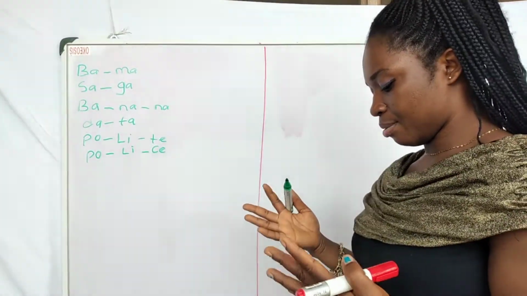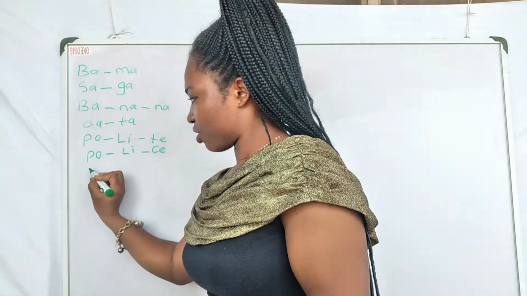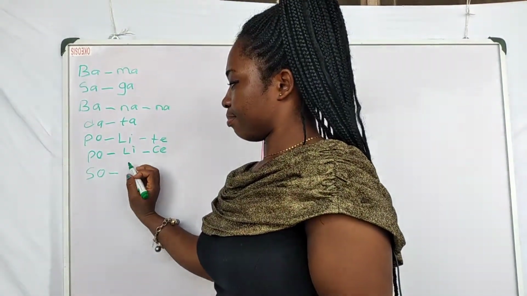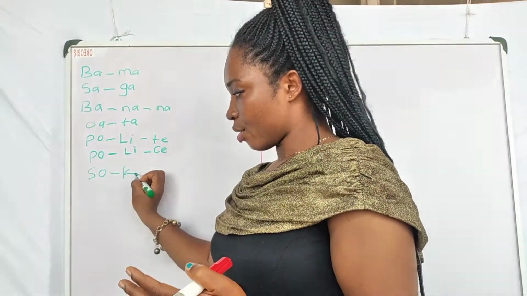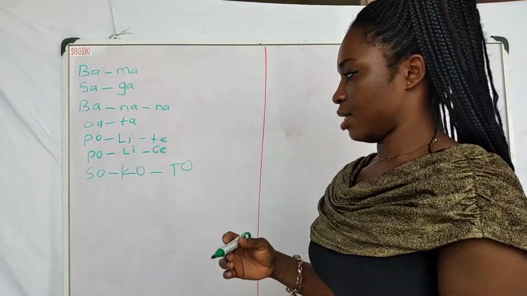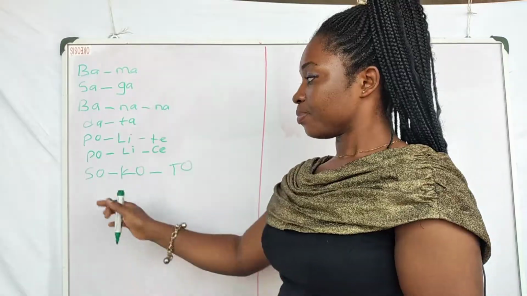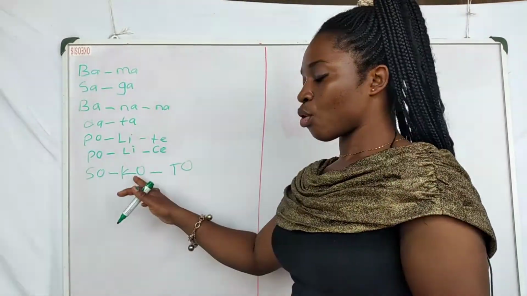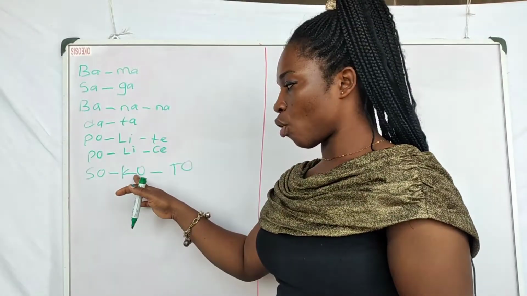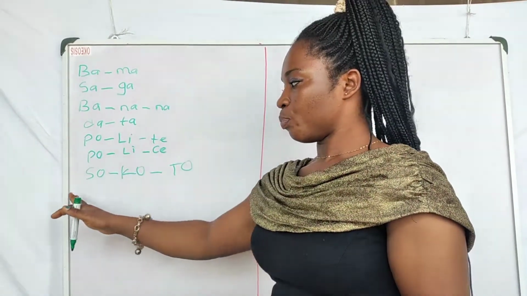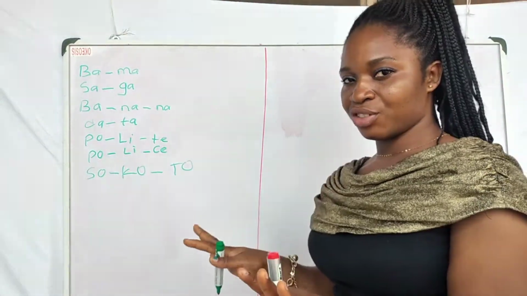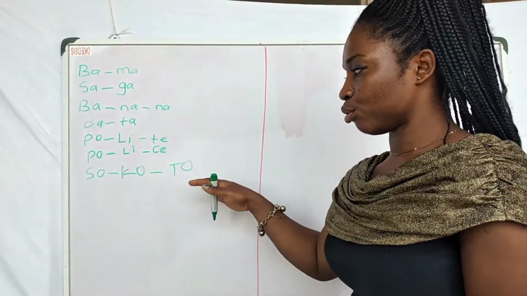Again, let's try this: SO, KO, TO. Let's pronounce it. This is so, this is ko, this is to. So, ko, to. Put together it is Sokoto, like a state in Nigeria. Okay, so this is Sokoto.